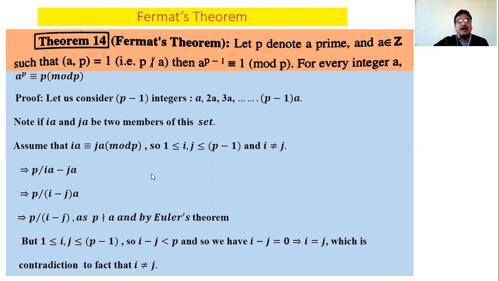But i and j are both less than or equal to p minus 1, so their difference is strictly less than p. And p divides i minus j means i minus j is 0, because if a larger number divides a smaller number, then that smaller number must be 0. Then i is equal to j, which contradicts the fact that i is not equal to j. So any two distinct members of this set are not congruent modulo p. Out of these p minus 1 integers, no two are congruent modulo p.